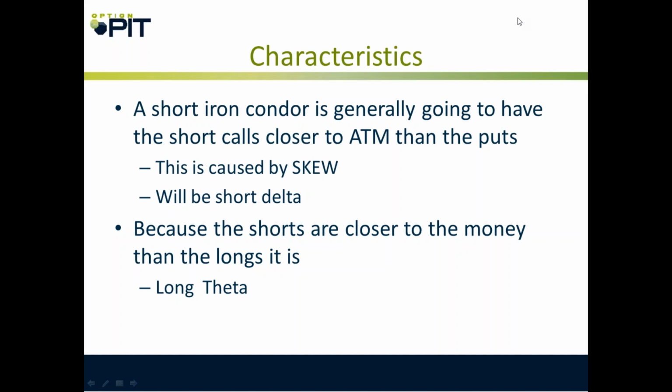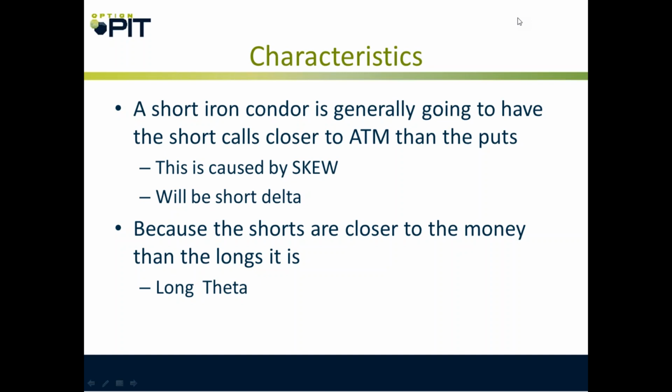All right, so a short iron condor is generally going to have very similar characteristics to a butterfly that is just duller. So again, it's going to have short delta caused by skew. Puts have this curvature, so there's less long delta coming from your puts than there is short delta coming from your short call spread. So that creates a short delta.